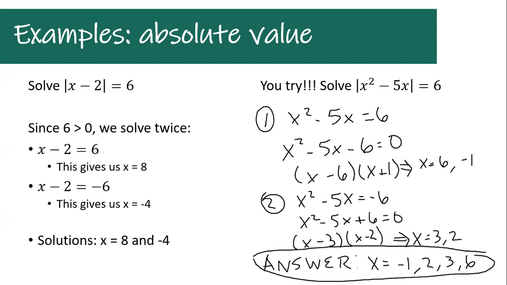Now, we also have to solve x squared minus 5x equals negative 6. We move that 6 over again, so we just have a 0 on the other side, and we get solutions of x equals 3 and x equals 2. Now, we've solved a quadratic twice, so we're going to get 2 answers per, so a total of 4 answers are valid. Our values of x are going to be negative 1, 2, 3, and 6.